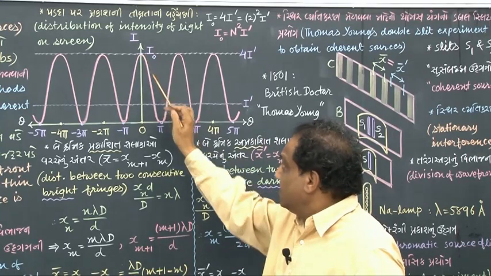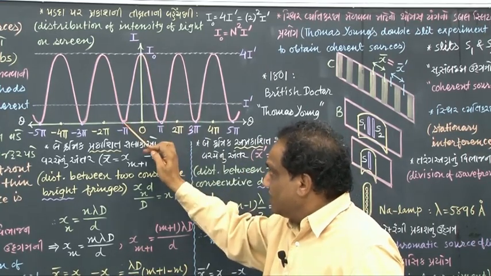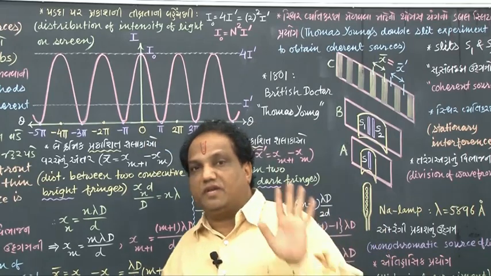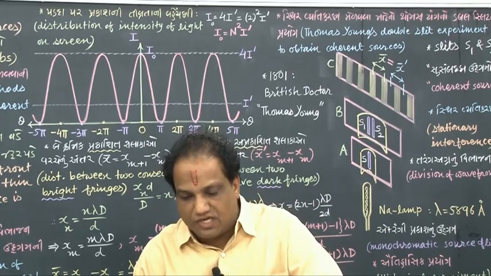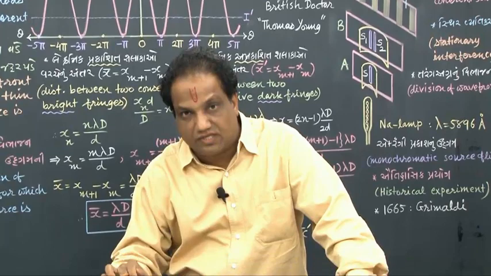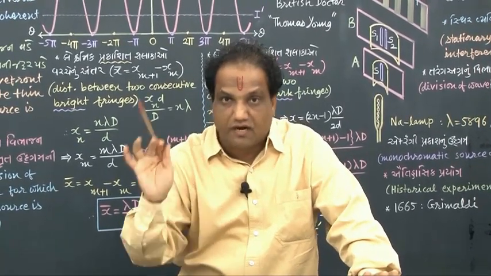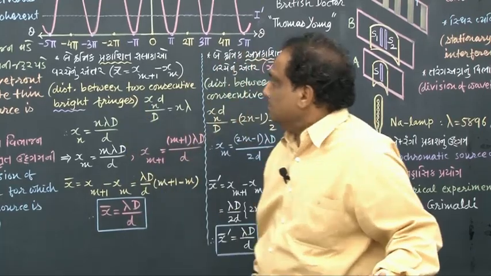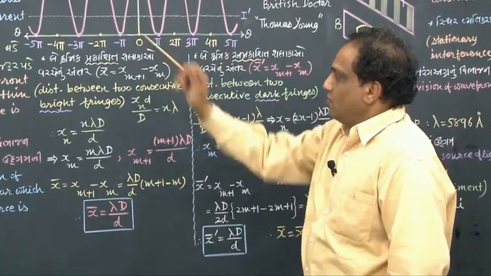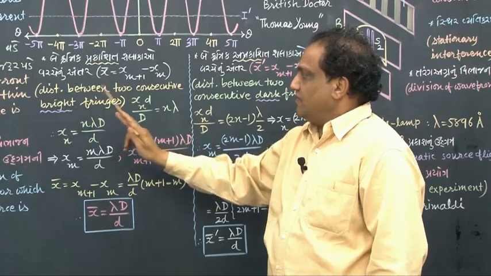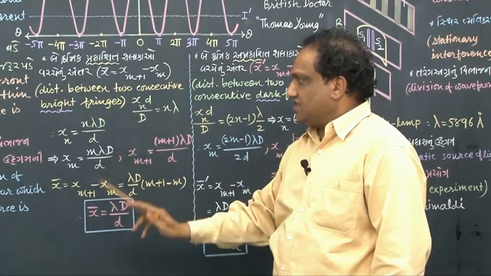That's why intensity is 0, correct? When intensity is 0, those points will appear as dark points. Constructive interference, maximum intensity, bright point. Destructive interference, 0 intensity, dark point. Got it? Fine. Now, what is the distance between two consecutive bright fringes?